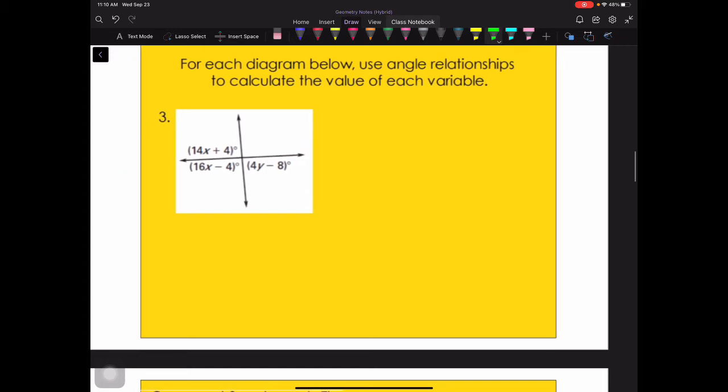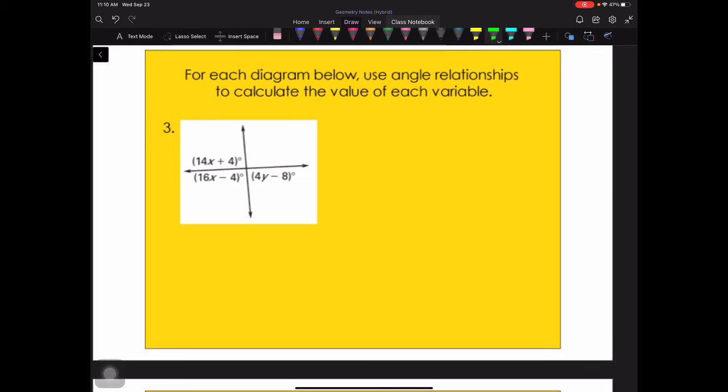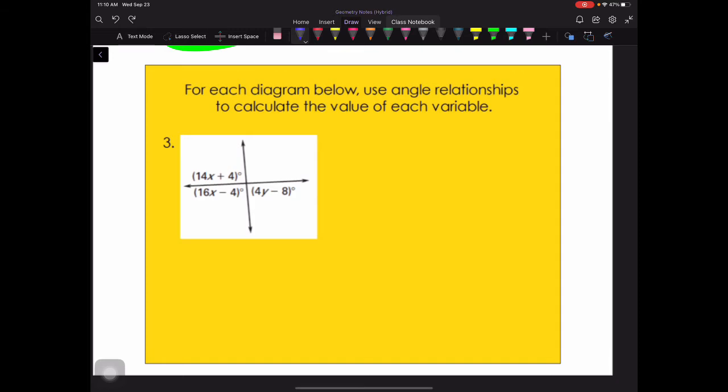For each diagram below, use angle relationships to calculate the value of each variable. All right, so here's what we have. We can look at these so many different ways, and we'll get into all the different ways in just a little bit. But we have this angle here and this angle out here. What they're forming is a straight line, which means they are supplementary. So we'll use that setup again.